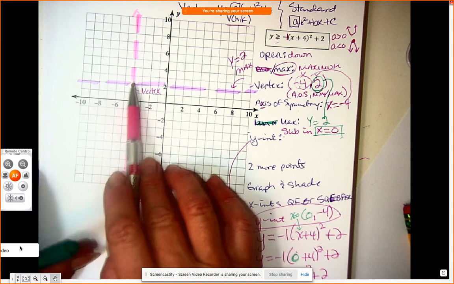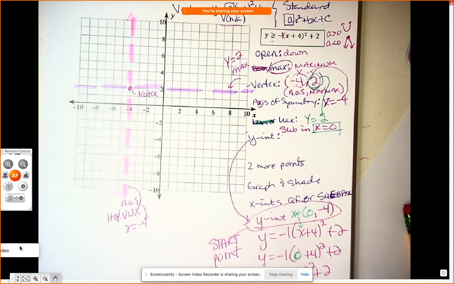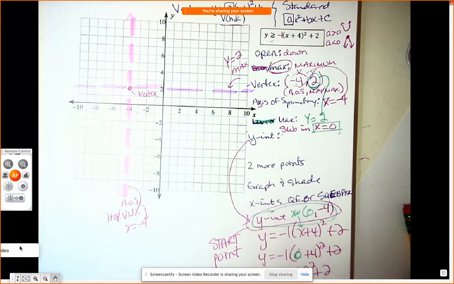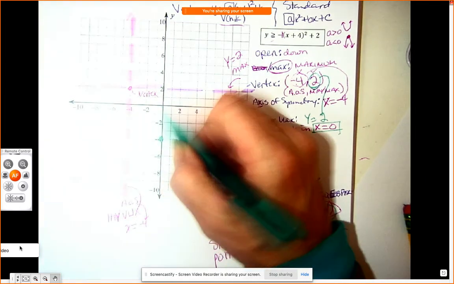The vertex is important. It tells us where it changes direction. Okay, the x-intercepts are important, which is the quadratic formula. Okay, y-intercept we got. I'm going to go and graph 0, -4. Oh my goodness, guess what? I'm going to call that point P.